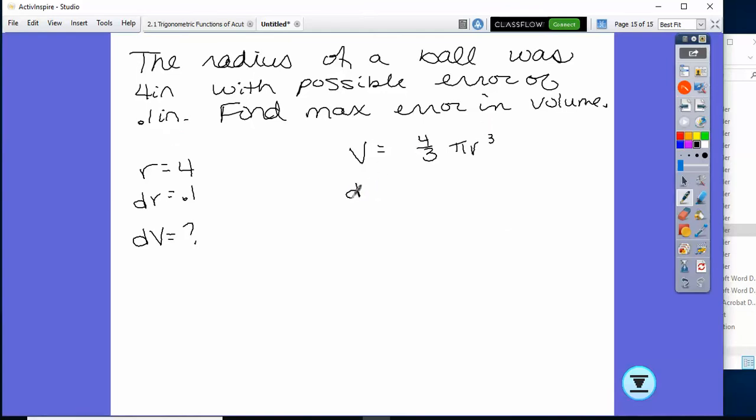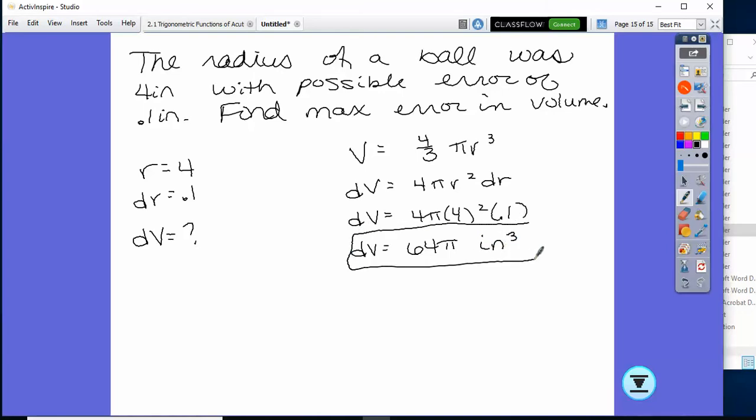So if we do this derivative, dV equals 4/3 times 3 would be 4 pi r squared, and the r gets a dr. So then we can plug in. So that's 16 times 4 is 64 times 1. 64 pi, volume is cubed. 0.1, thank you, 6.4 pi cubic inches.